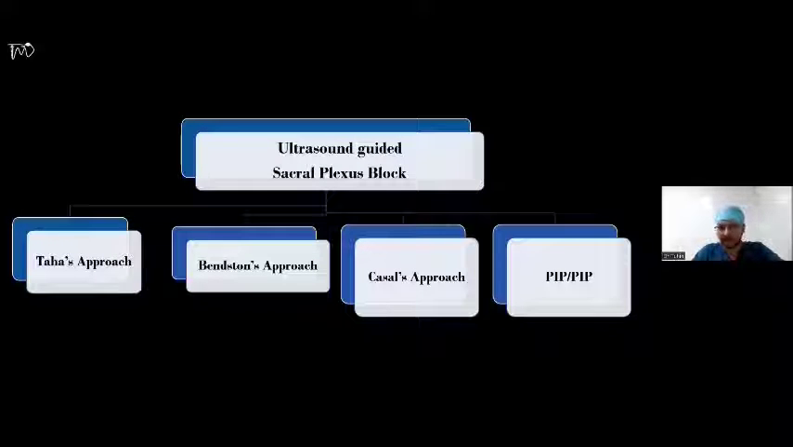So coming to the ultrasound guided sacral plexus block, we have 4 approaches. The first 3 are the direct sciatic nerve block, and the last one is the fascial plane block, recently added to the literature. You don't have to remember or practice all these things for theoretical purposes or for your exam purposes. You might need to know all these things, but I would suggest to learn and practice one approach, follow it, and become a master of it.